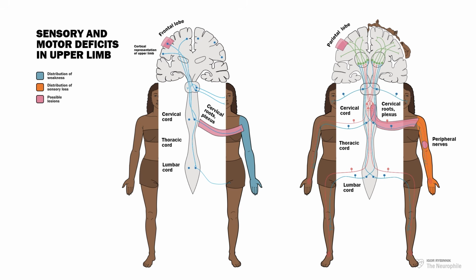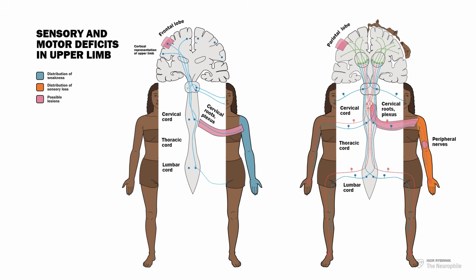Why? Because the corticospinal tract is ipsilateral and the spinothalamic tract decussates immediately in the cord. So patients tend to get cross signs. Ipsilateral arm will be weak and contralateral arm will be numb to pain and temperature sense.